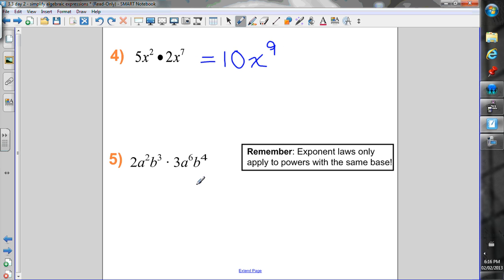Okay? So simplify everything you can. We can simplify 5 times 2 gives me 10, and I can simplify x squared times x to the 7 because those have the same base, by keeping the base the same and adding the exponents. Okay? So let's do the next one.